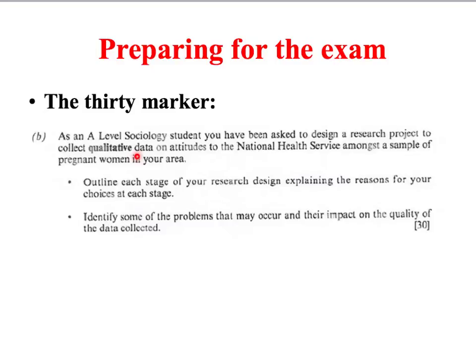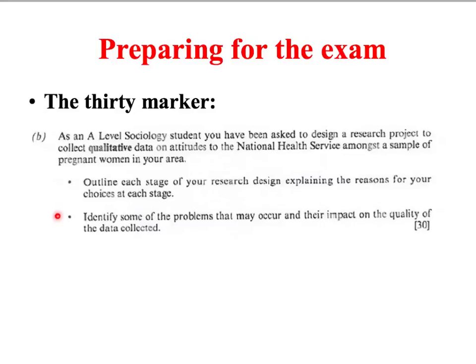Then they will give you a research topic, and you won't know this in advance, so this will be what you see when you turn over the exam paper. In this example, you're being asked to do attitudes towards the National Health Service amongst a sample of pregnant women in your area. So this is your target population.